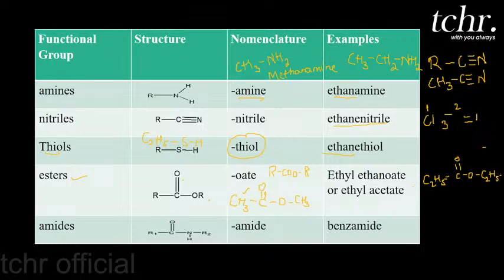Now how to identify esters? By observing this COO, you will identify it as an ester. Now how to name these esters? In the suffix, we use the term oate. For example, whatever example I have written, see, methyl acetate, or methyl ethanoate. Here the CH3COO is called ethanoate, methyl ethanoate. Is that clear? In the suffix you have to use the term oate.